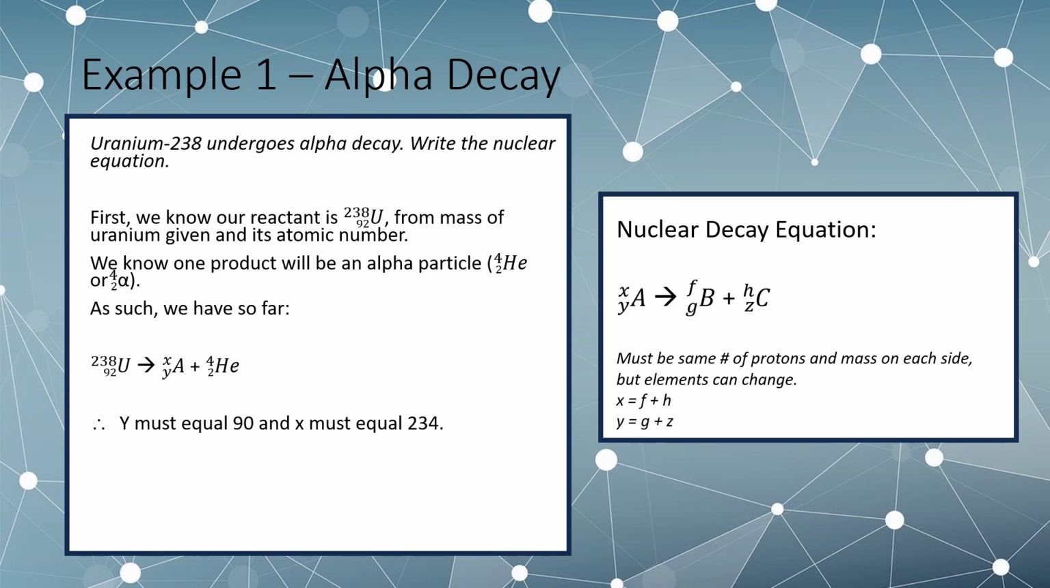Now, knowing our y equals 90 gives us our proton number, or our atomic number, which we can use to discover that this element is thorium, or Th, on the periodic table. Rewriting that equation out now, we have 238-92 U, or 238 uranium, gives us 234-90 Th, or 234 thorium, plus our alpha particle, 4,2 helium. And that is a balanced nuclear equation.